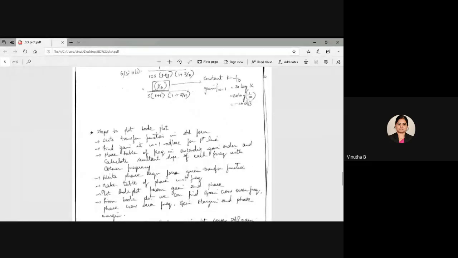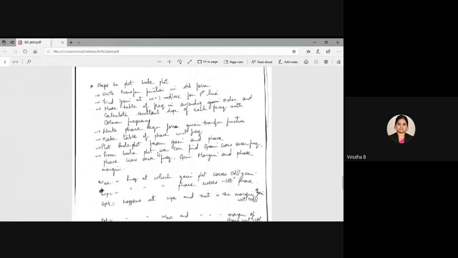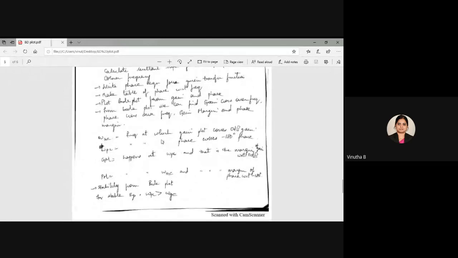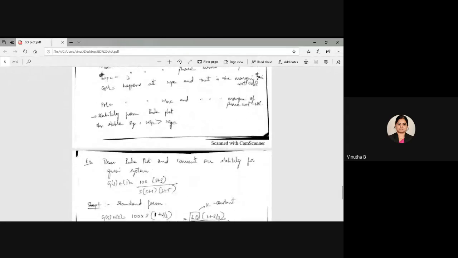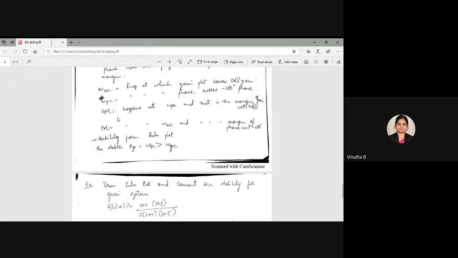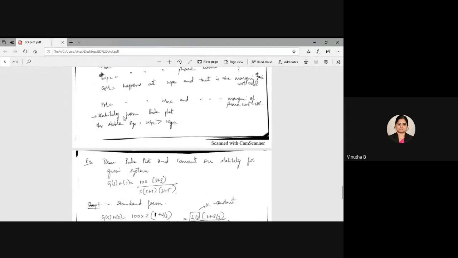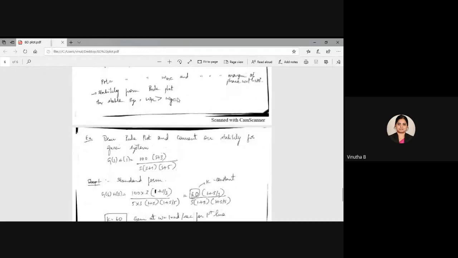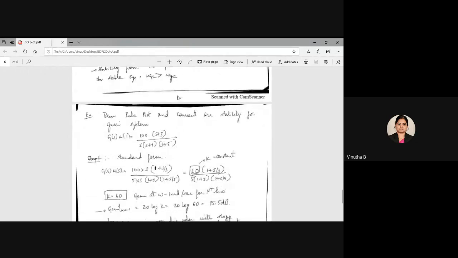Then the steps, whatever I have discussed there, the same steps have been written very briefly here. And then they have given the definitions for omega GC, omega PC, GM, PM, then stability. All that we have discussed there. So this was about the introduction to Bode plots.